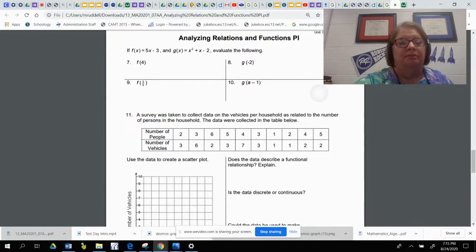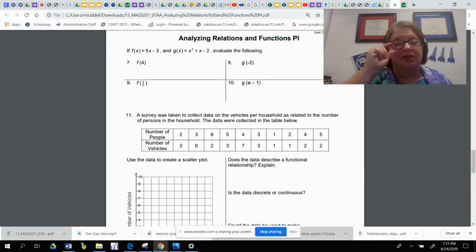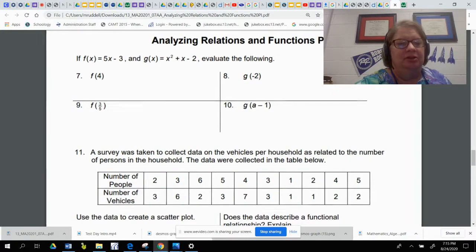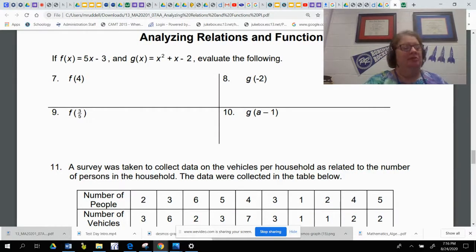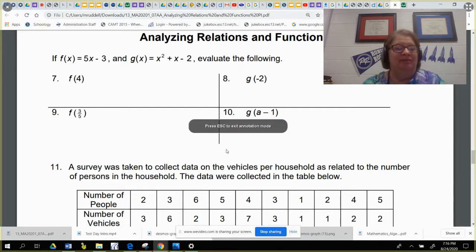This says, if f of x equals 5x minus 3 and g of x equals x squared plus x minus 2, evaluate the following. This is function notation, and we're going to plug these numbers in. We're going to distinguish between the two functions by naming one of them f and one of them g. Number 7 says f of 4. So we're going to find the function that's labeled f, and we're going to take that 4 and plug it in for the x.